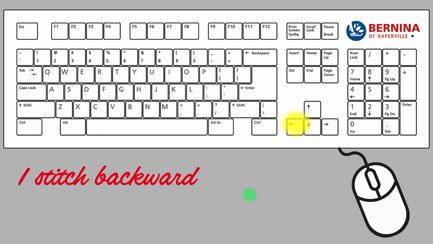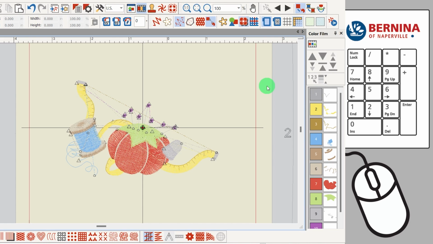One stitch backward is our left arrow. Now, this is all done. The stitch backward means that you can't have anything selected in your hoop, like you don't have any of your design selected. And then one stitch forward would be your right arrow. Ten stitches backward is the up arrow, and ten stitches forward is the down arrow.